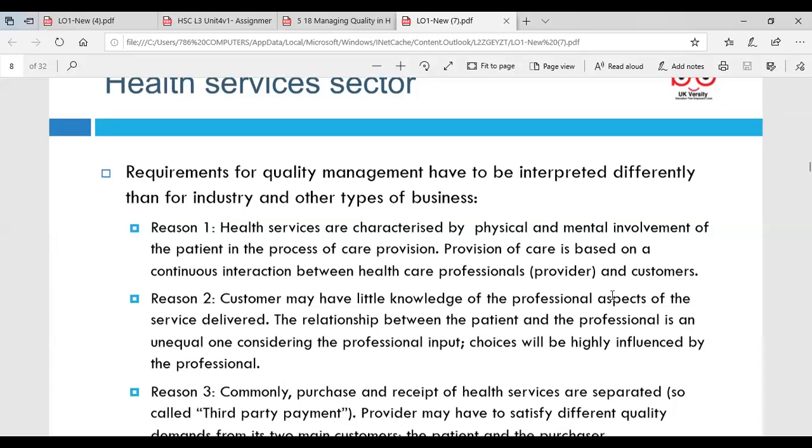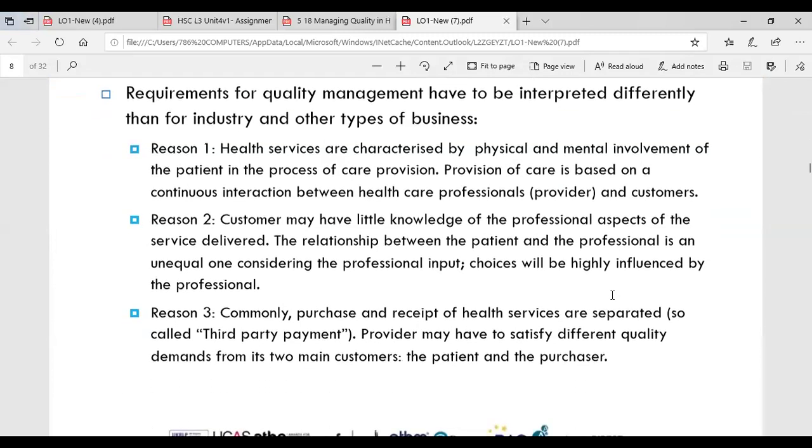And then reason 3 is that commonly the purchase and receipt of health services are separated. So there's a third-party payment where you are the provider. You may have to satisfy different quality demands from the two customers, that are the patient and the purchaser. So this doesn't exist in businesses, obviously, and other industries.